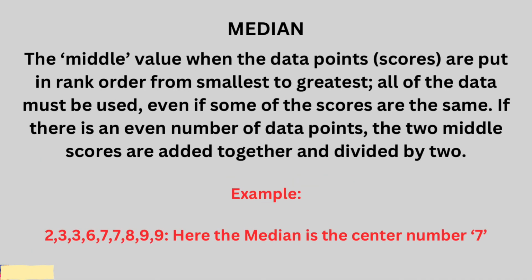Then the next is the median. The median means the middle value when the data points, the scores, are put in rank order from smallest to greatest. All of this data must be used even if some of the scores are the same. So even if some have got 6 and the other person has also got 6 out of 10, and some are getting 0, the other person is getting 10, no matter what the score is, every single person's score is counted in this. If there is an even number of data points, the two middle scores are added together and divided by 2. So this is a median.